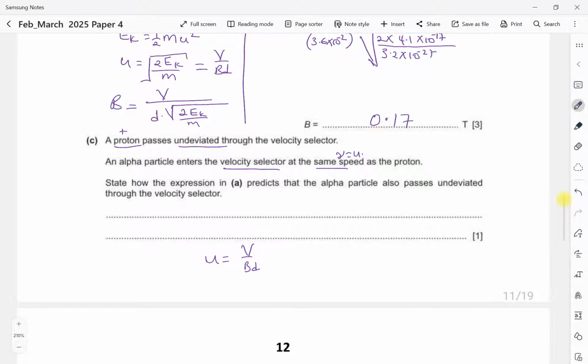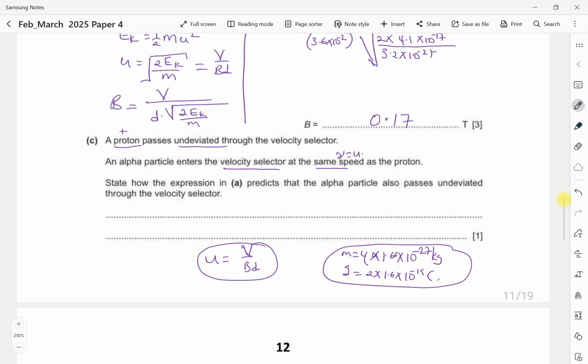Of course, for an alpha particle, its mass is 4u, or 4 times 1.66 times 10 to the power of minus 27 kilograms. Its charge is 2e, which is 2 times 1.6 times 10 to the power of minus 19 coulombs. So we notice there's a difference between an alpha particle and a proton, but in this expression there is no charge and no mass. So it's independent of the charge or the mass, as long as the speed v is the same as u. So we shall say the expression is independent of mass and charge.